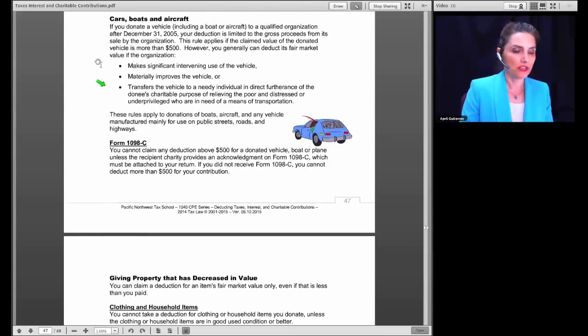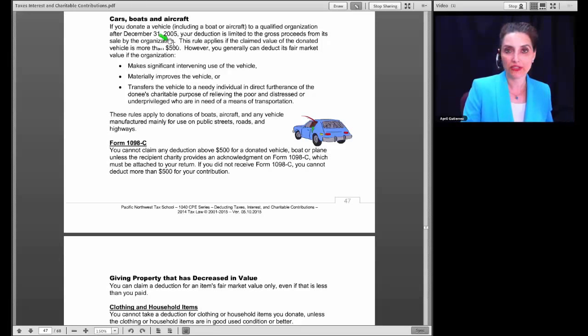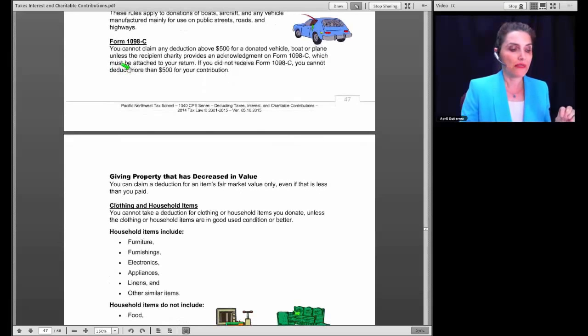So if the charity you donate the vehicle to does not make significant intervening use of the vehicle or donate it in whole to an individual in furtherance of their charitable purpose, then your deduction will be limited to $500 or a higher amount based on what that vehicle sold for at auction. And if you're going to be eligible to claim a higher amount, then the organization needs to issue you a 1098-C. That 1098-C will tell you what the vehicle sold for at auction, and what it sold for at auction will be the amount that you are allowed to deduct.